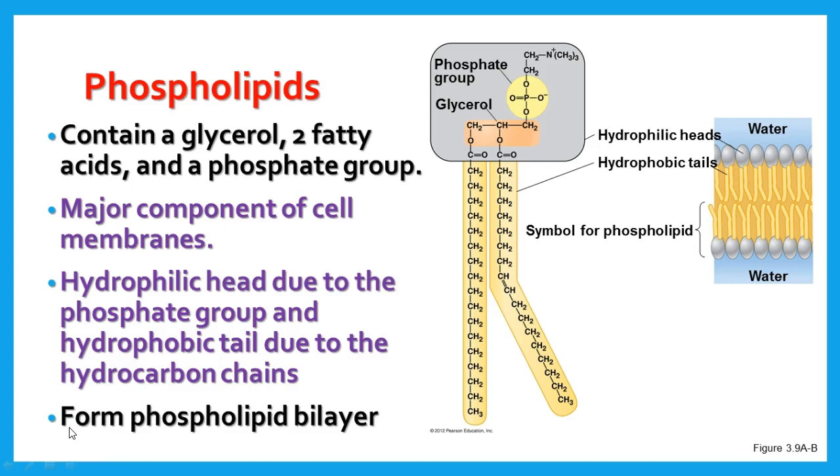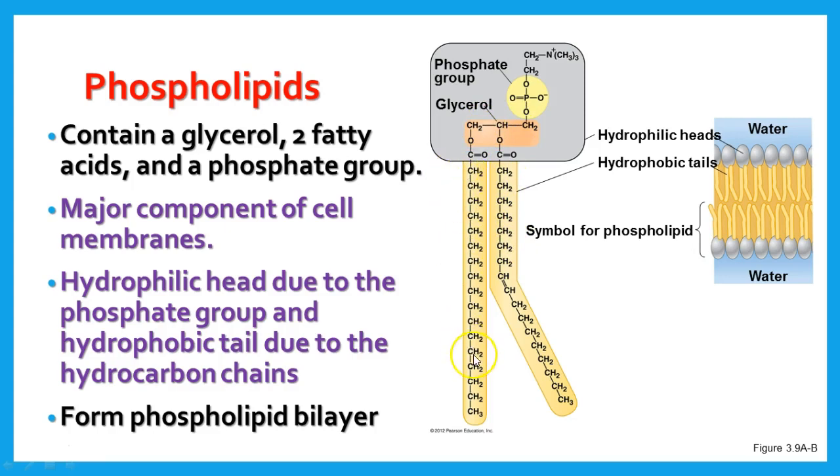Now, phospholipids are a special kind of lipid that we're going to be spending quite a bit of time talking about pretty soon. These contain glycerol and 2 fatty acids plus a phosphate group attached to one of those carbons in the glycerol molecule. So here you see the phosphate group with a couple of other things attached to it, attached to part of the glycerol, and then we have 2 fatty acids.